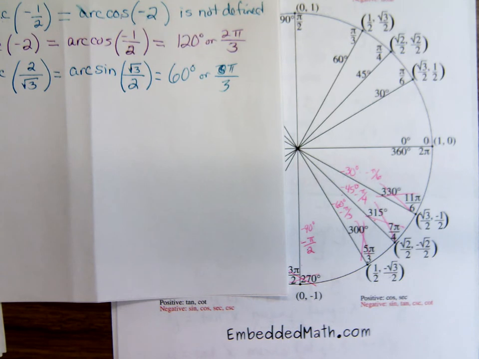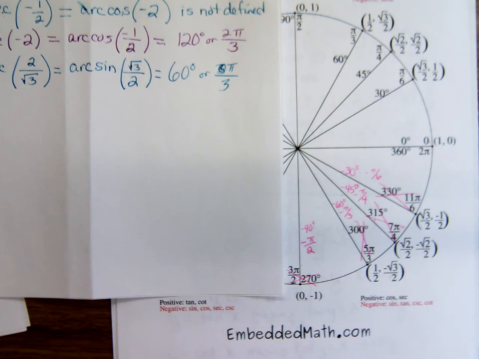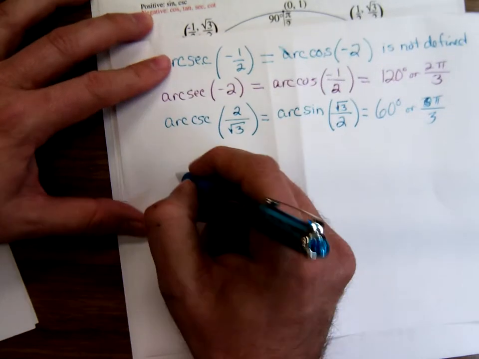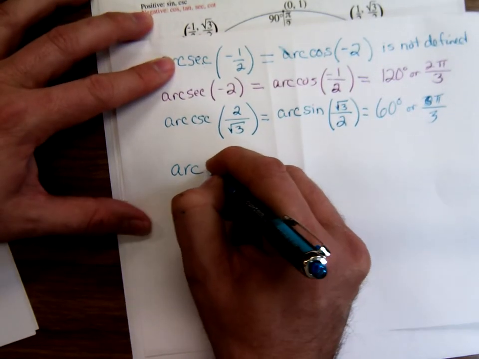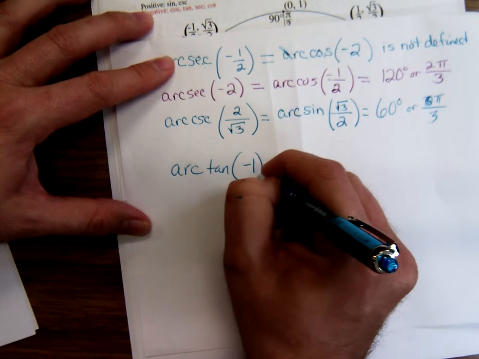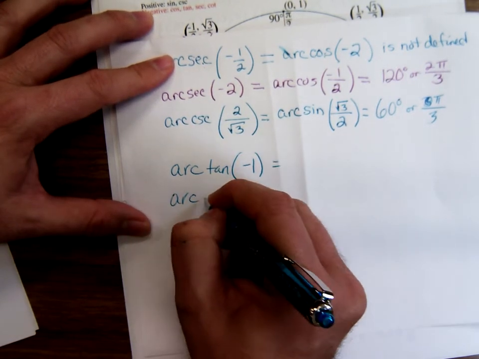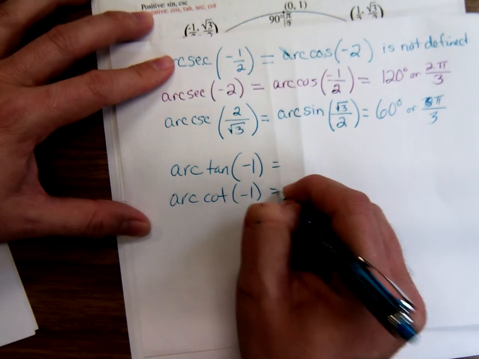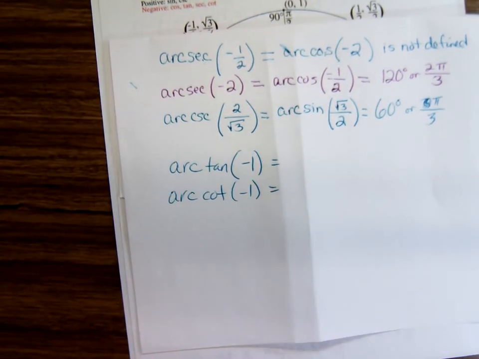Well, let's do a few more just for the video with arc tangent and arc cotangent, as those can be a little bit messier. Here's all the stuff we did the last time. Now I want y'all to start thinking about arc tangent -1 and arc cotangent -1.